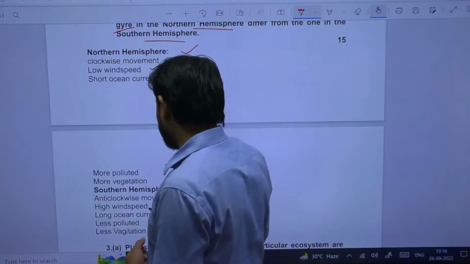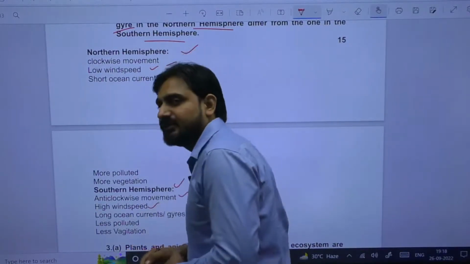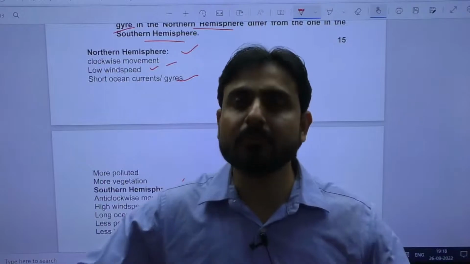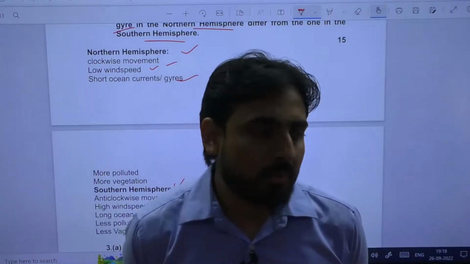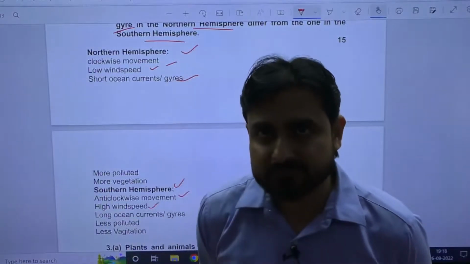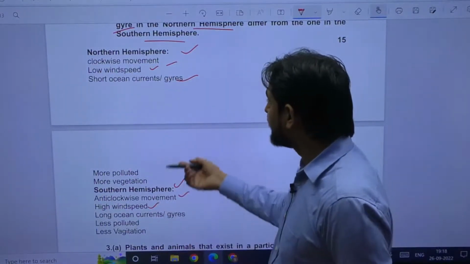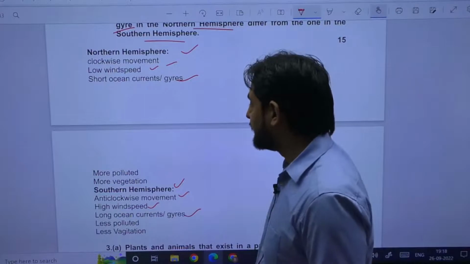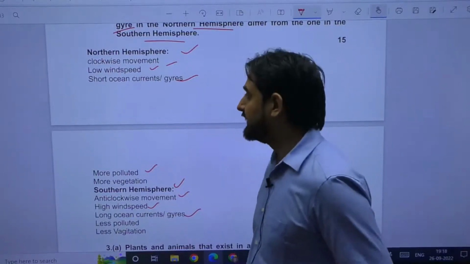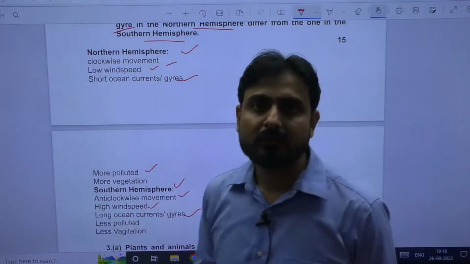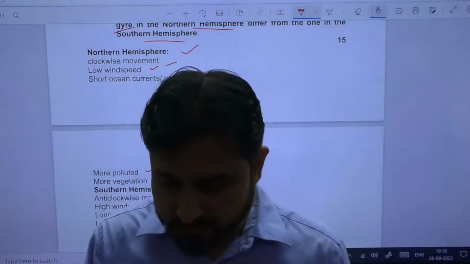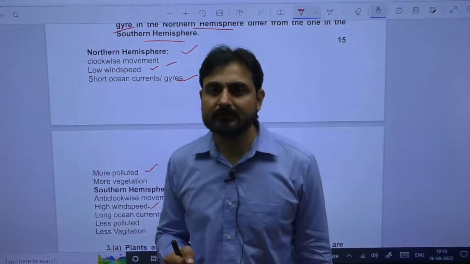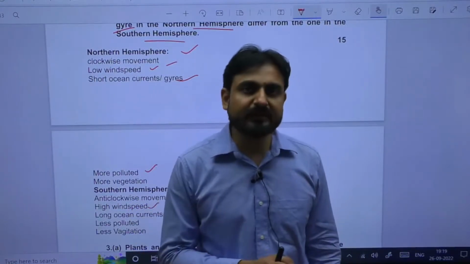Then you can sort ocean currents or gyres. Gyres get developed in a shorter region in the northern hemisphere, but in the southern hemisphere they cover a very large area because of the low density of land or continents. Okay, so here short ocean current or gyre, long ocean current or gyre. Further, the northern hemisphere is more polluted: more and more pollution, more and more development of greenhouse gases, more and more wastage of chemicals or other pollutants in the water.